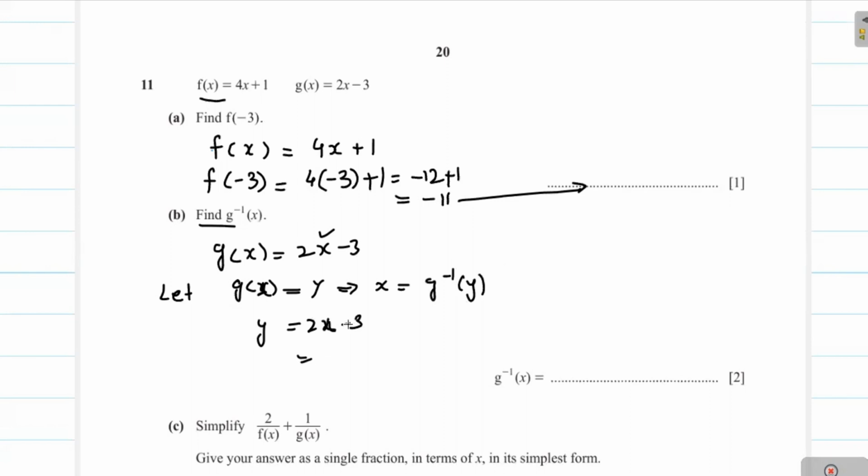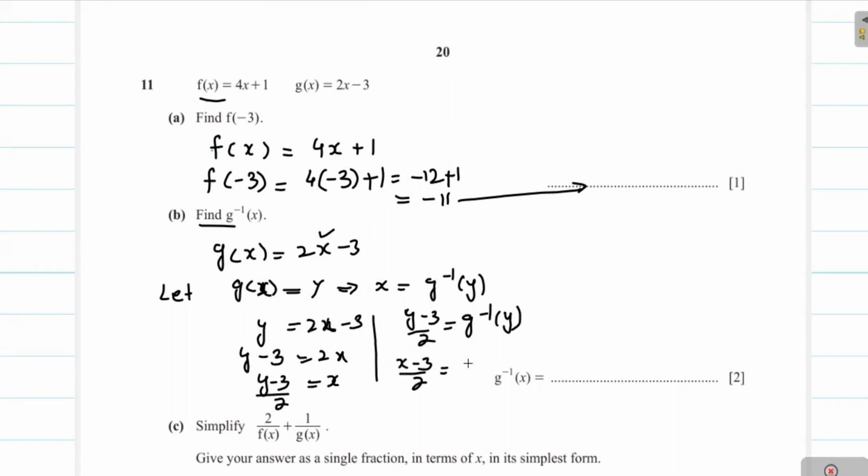And if we shift 3 from right to left side, it becomes y minus 3 equal to 2x. And therefore, x will be equal to y minus 3 over 2. This x will be equal to g inverse of y. If we replace y with x, we get x minus 3 over 2 equal to g inverse of x. And therefore, g inverse of x is x minus 3 over 2, which is the answer.